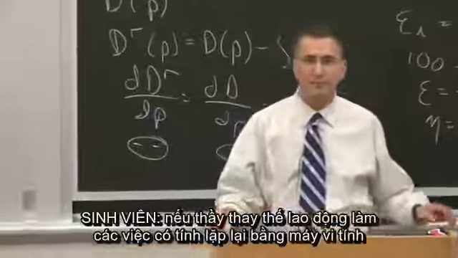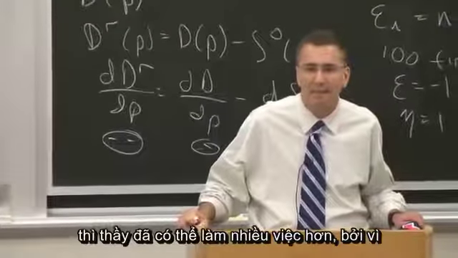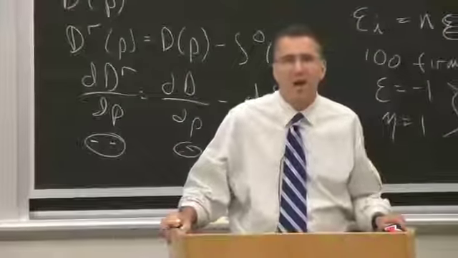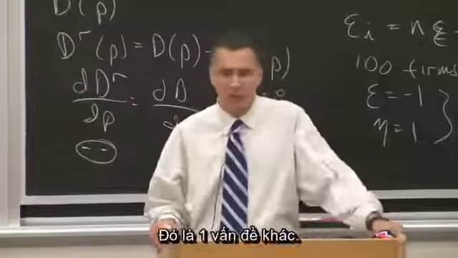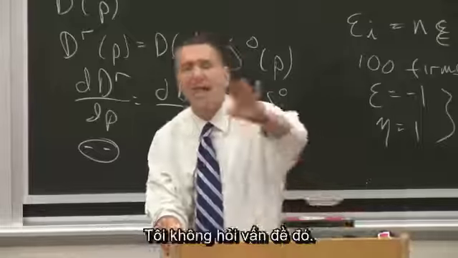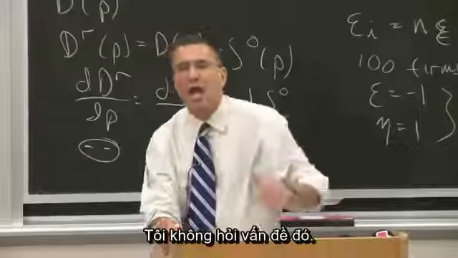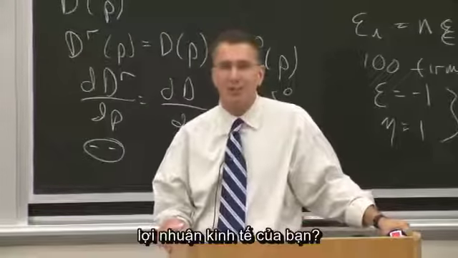Yeah? You bought your grunt worker a computer, and you might have been able to do more work because the computer might have been more efficient. Yeah, that's sort of a different issue. That's about the fact that you might not have produced as efficiently as possible. I'm not asking that question. I'm asking, given the numbers I gave you, why did I misstate your economic profit?